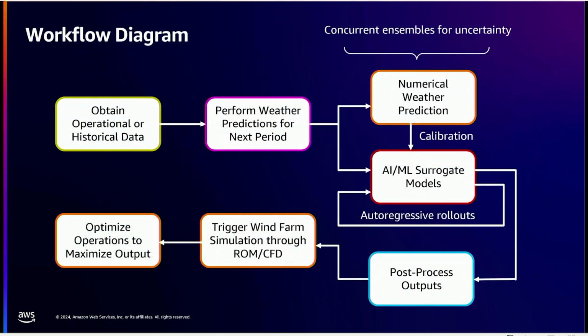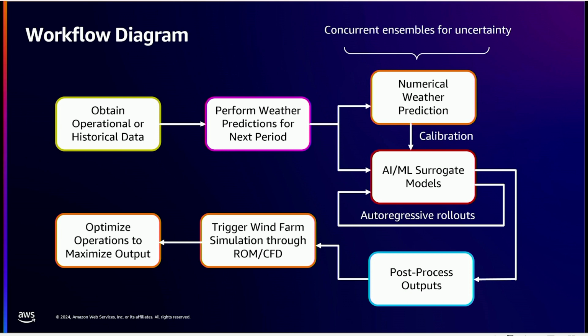So this is the high-level workflow diagram of what we're trying to do here. We begin by obtaining operational and historical data on weather conditions. We then run a weather prediction for the next period in time. So this could be an hour, this could be 6 hours, depends on the type of prediction or ML inference that we are trying to do.